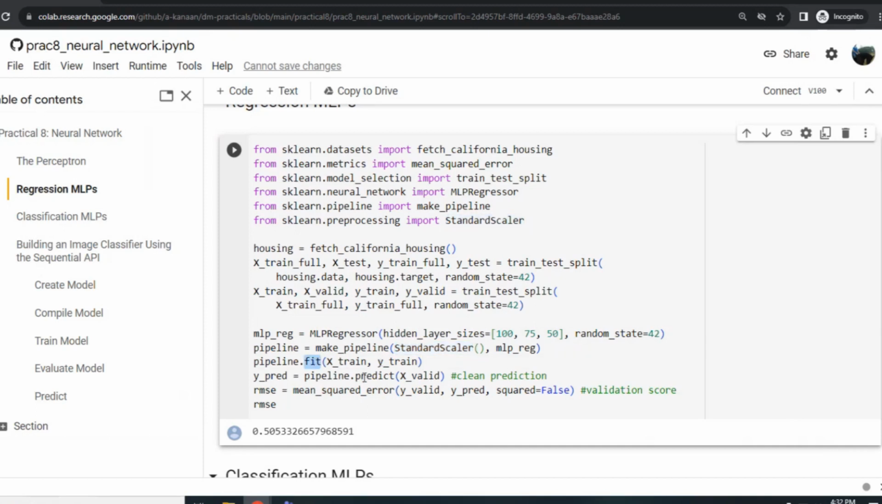Then we call fit, finally predict. We can calculate mean square error. Okay? Any question?